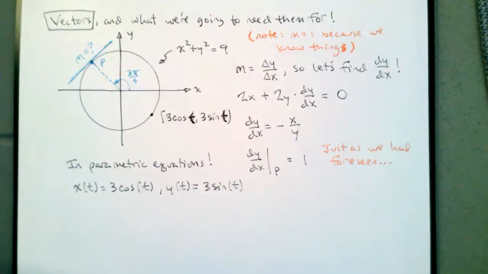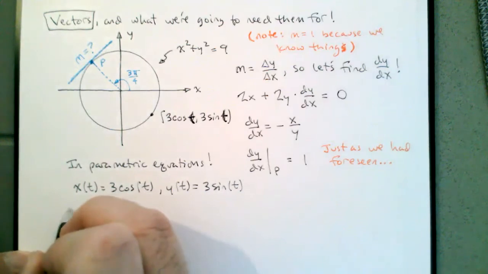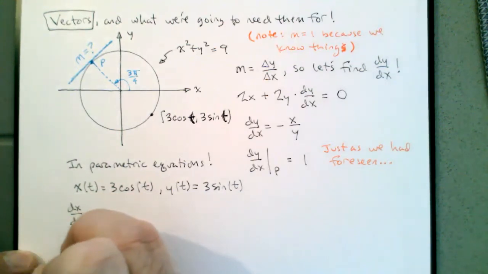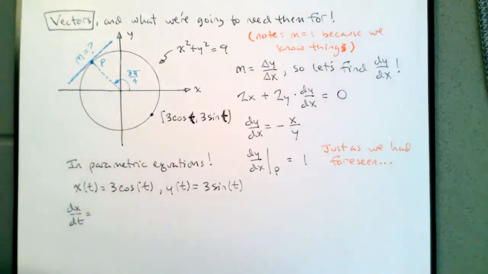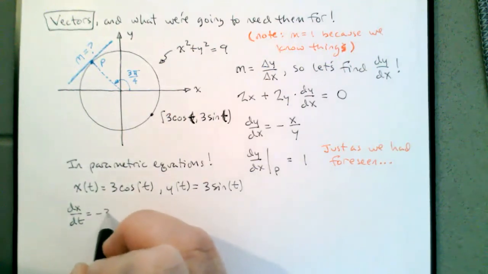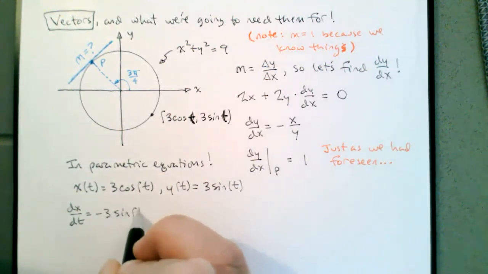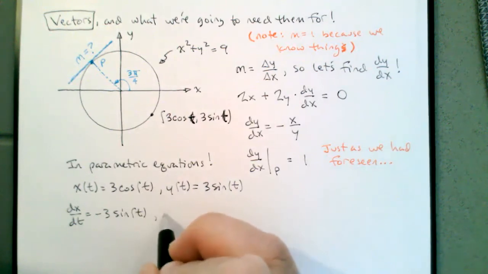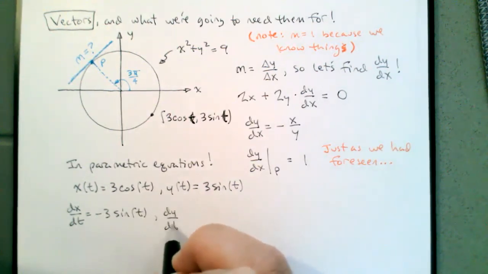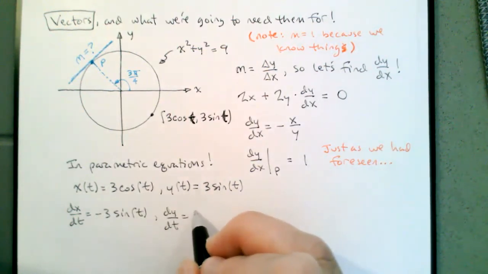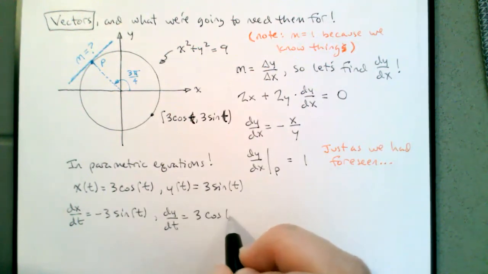Now we can calculate the derivatives of each of x and y. We can find dx/dt. The derivative of 3 cosine t is negative 3 sine t. And dy/dt, the derivative of 3 sine t is 3 cosine t.